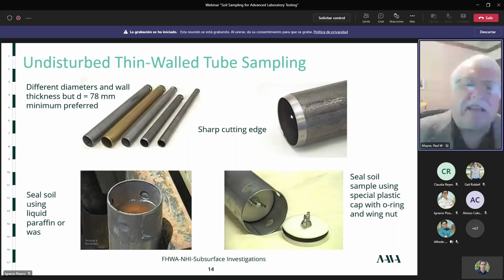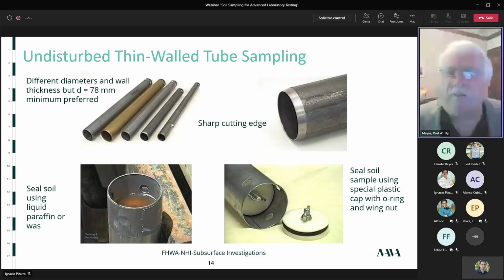Now, once you take a sample of the soil, we certainly don't want any changes in water content, moisture. So it's very common to seal the samples up using liquid paraffin or wax. We also have these special plastic sealants with a wing nut and an O-ring. In some cases, just to be on the safe side, we do both. We use liquid wax and we use these plastic O-ring sealants. Next.